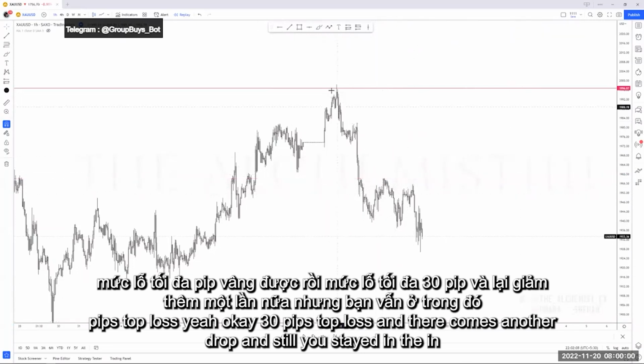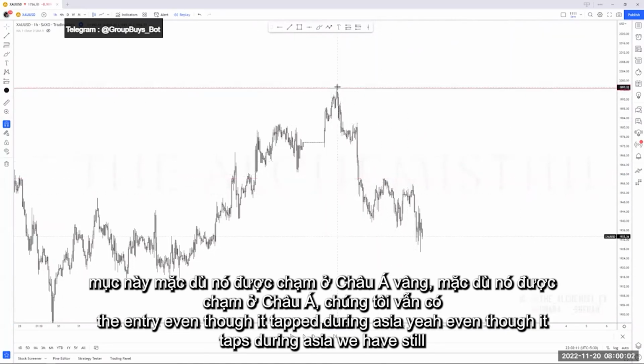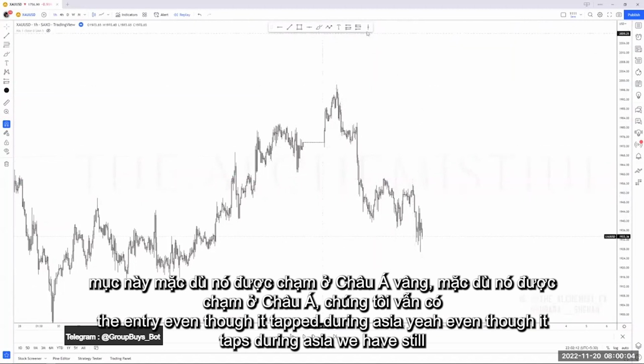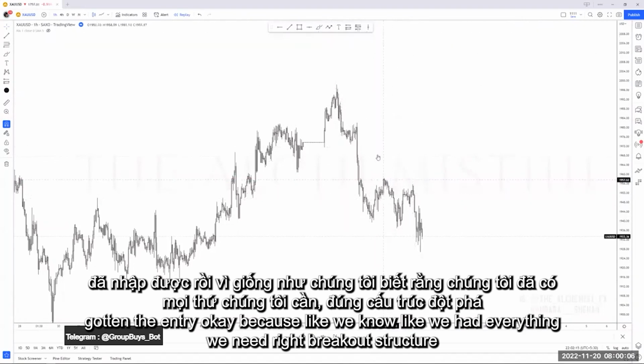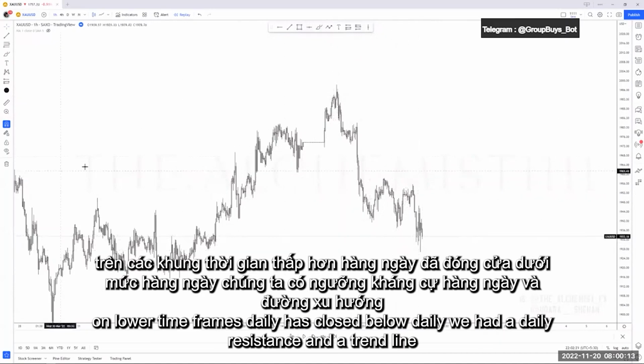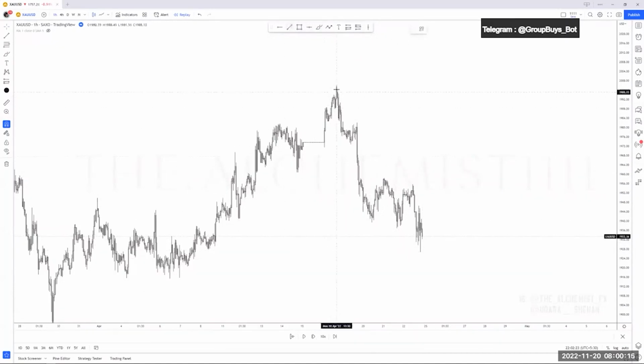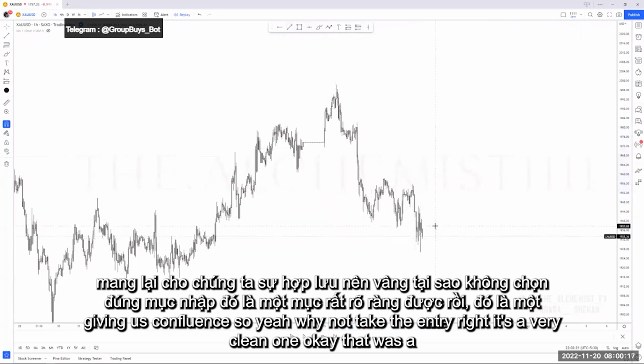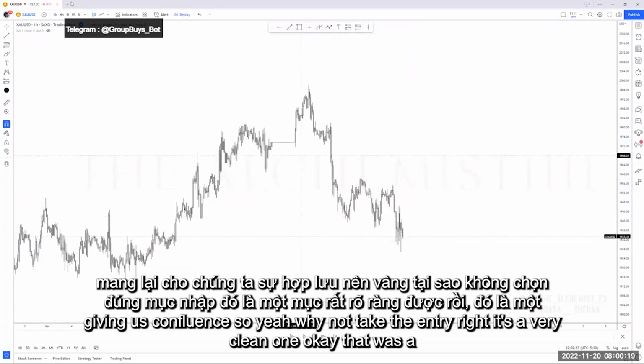Okay, and still you stayed in the entry, even though it tapped during Asia. Yeah, even though it taps during Asia, we have still gotten the entry. Because we had everything we need, right? Breakout structure on lower time frames. Daily has closed below daily. We had a daily resistance and a trend line giving us confluence. So yeah, why not take the entry, right? It's a very clean one. Okay, yeah, that was a very clean one.